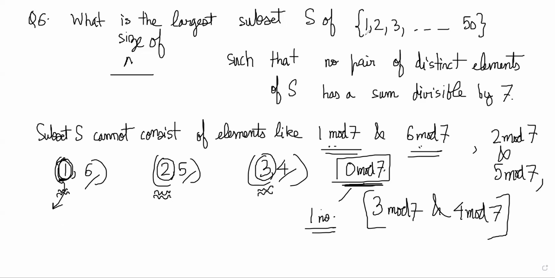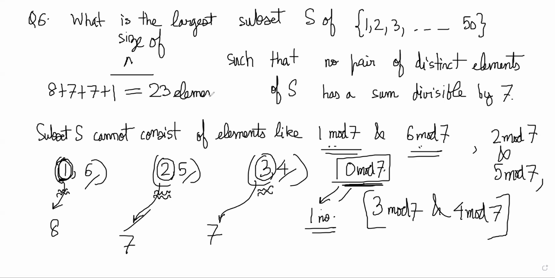this set. Starts from 1, goes on till 50. So there will be 8 such elements. Elements of the type 2 mod 7 will be 7, and elements of the type 3 mod 7 will be 7. And then we can pick one number which is 0 mod 7. So the total comes out to be 8 plus 7 plus 7 plus 1, which is 23 elements. So you can make a subset of 23 elements containing from this set such that no two of the elements of this subset S will add up to 0 mod 7.